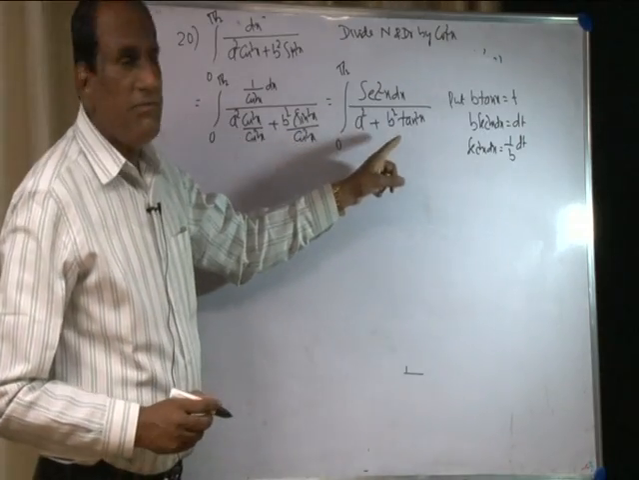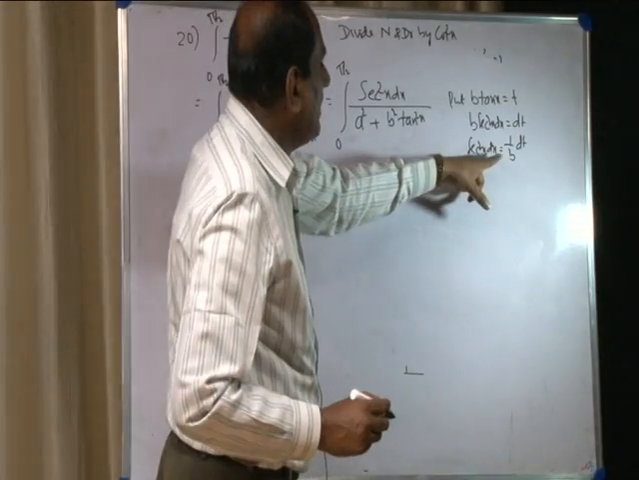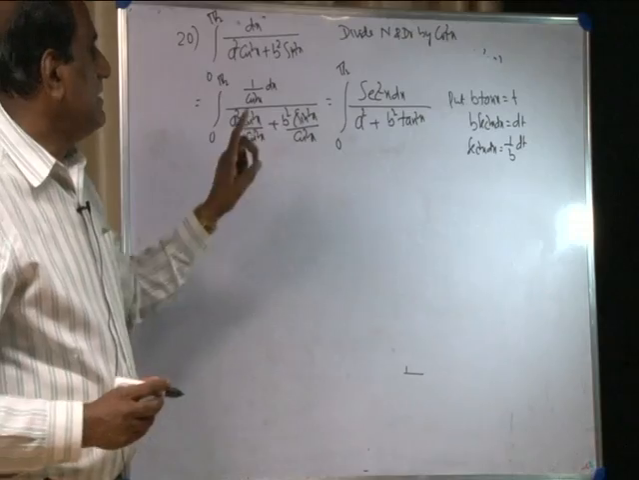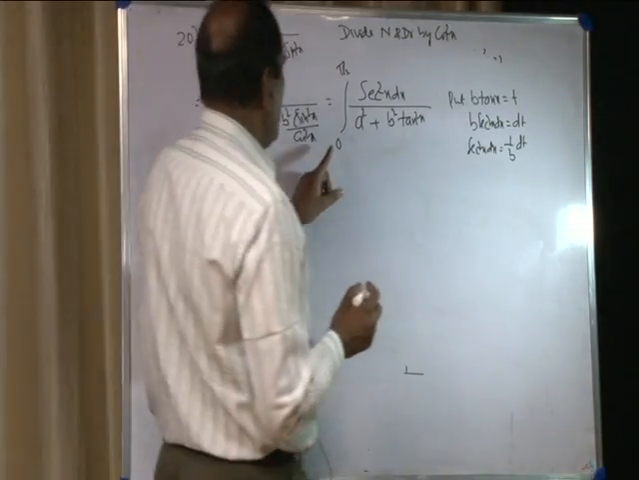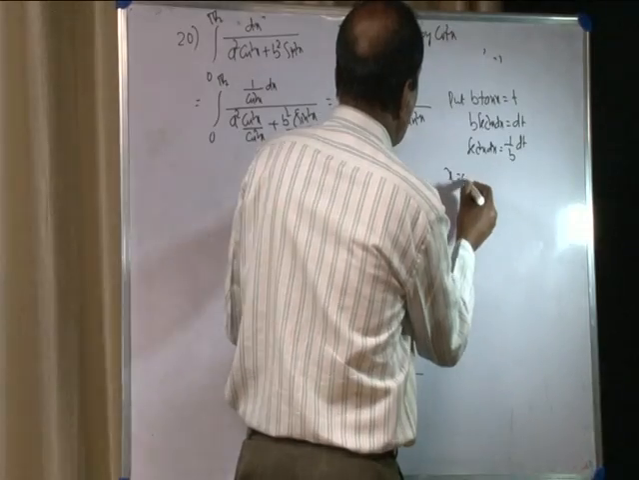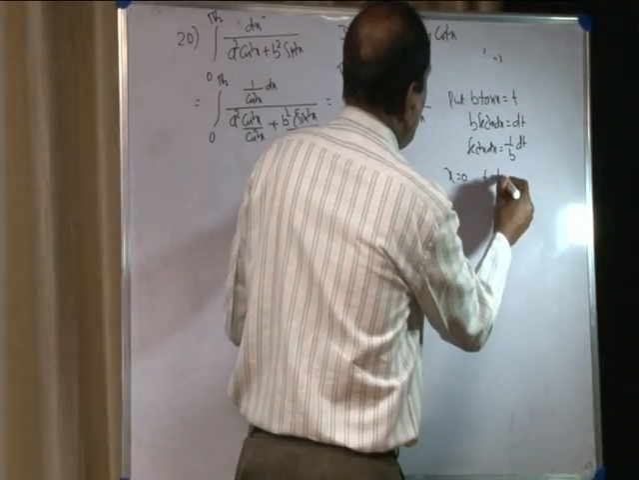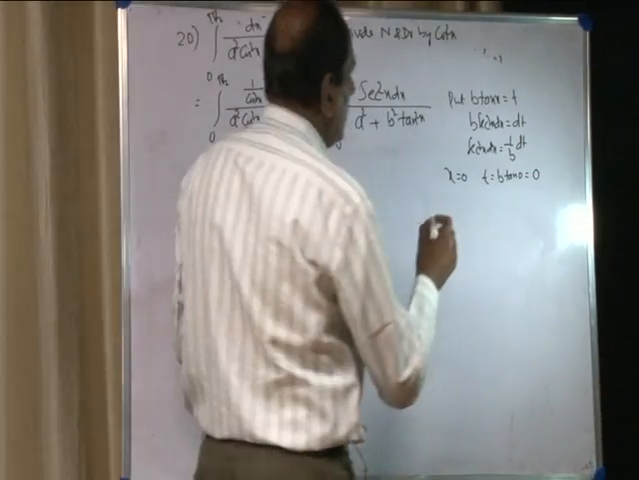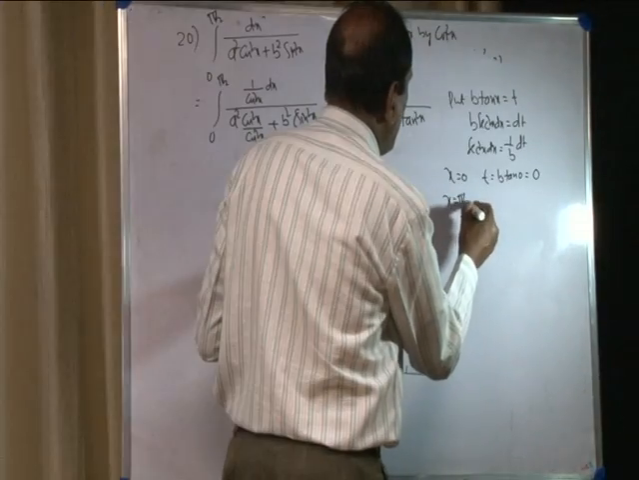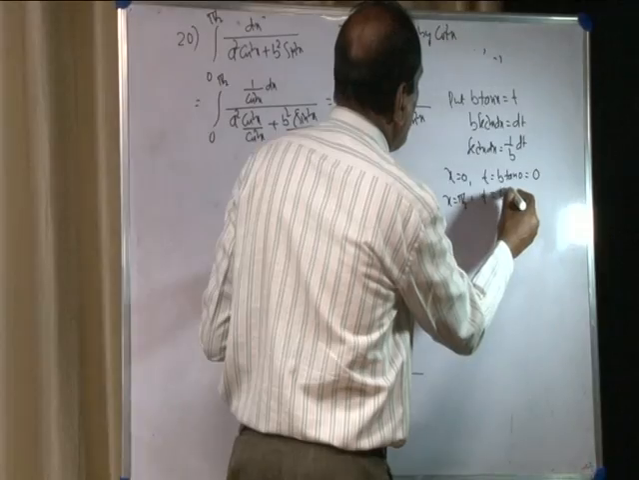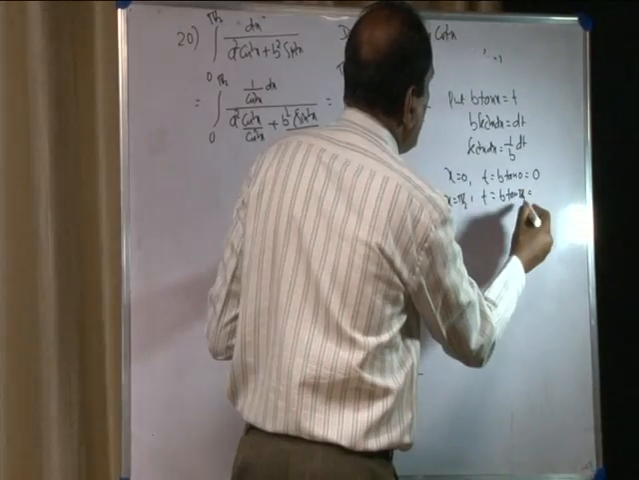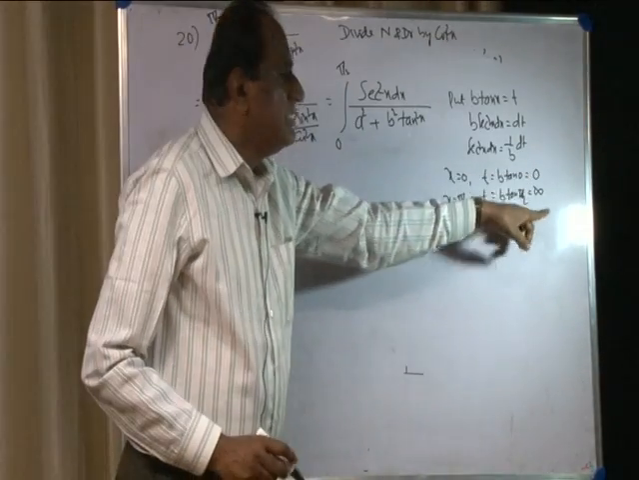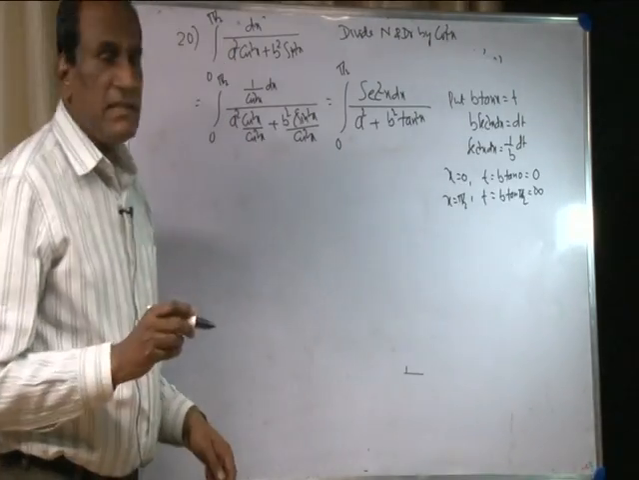So, after changing the variable x to t, we get secant square x dx is equal to 1 by b dt. Now, change the limits also. If x is equal to 0, t is equal to b tan 0, tan 0 is 0, 0 into anything is 0. Now put x is equal to pi by 2, t is equal to b tan pi by 2, tan pi by 2 is infinity. So, the limits change from 0 to pi by 2 to 0 to infinity after changing the variable.